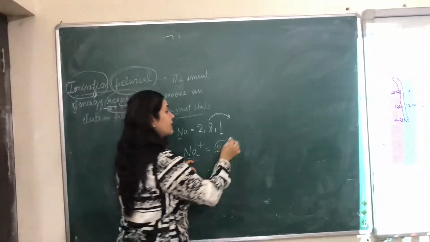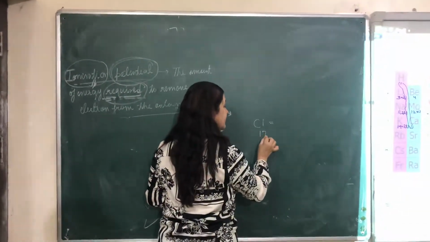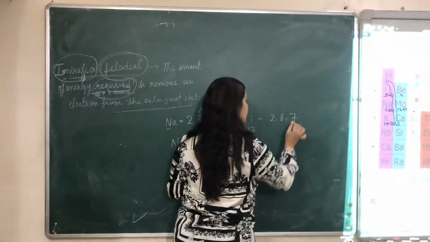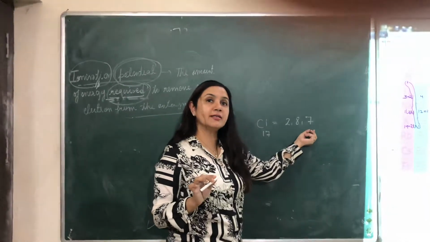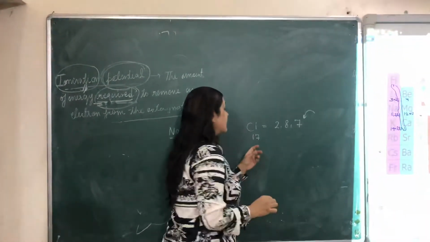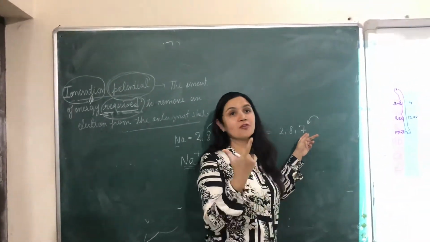But in contrast to that, suppose I take the example of chlorine, where the atomic number is 17 and the electronic configuration is 2, 8, 7. To complete its octet, that means 8 electrons in its outermost shell, it will gain an electron. So whenever any element gains an electron, there is always a release of some energy.